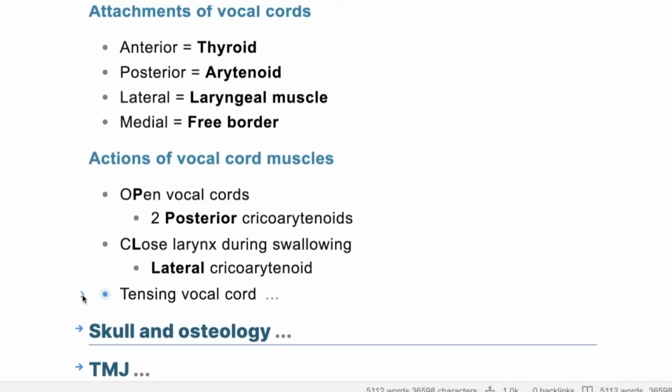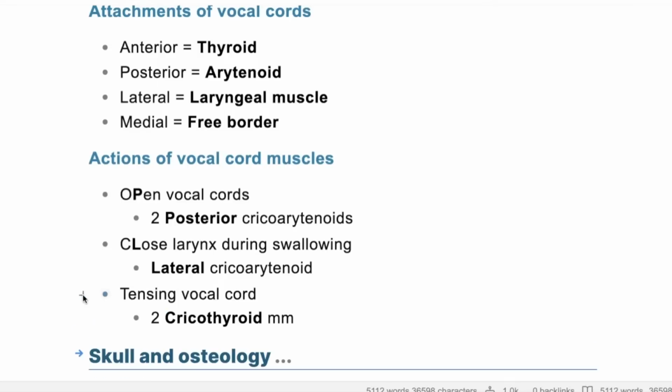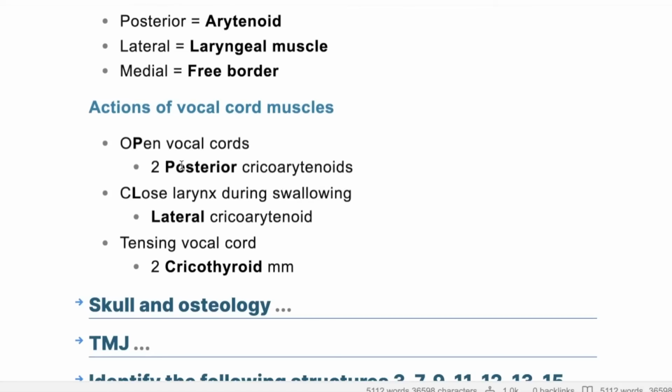And tensing the vocal cord, it happens with. Do you know which muscle? Tense the vocal cord, get it a little bit tense. No, I don't know. It's the cricothyroid muscle. All right, the cricothyroid muscle gets the cord tense. But you've said 2 of them, so well done.